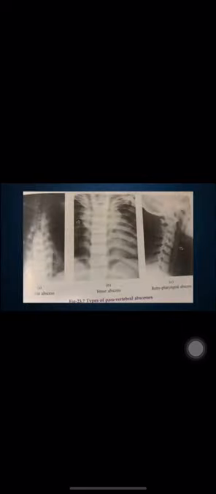On coming to the treatment part, once the patient is confirmed with tuberculosis, the patient should be started on ATT.